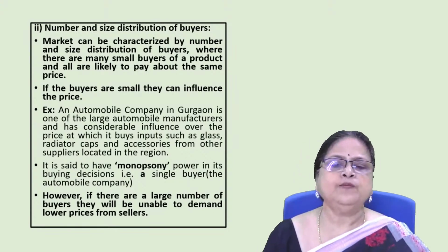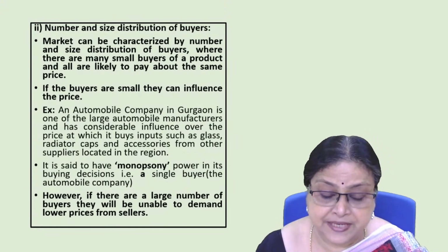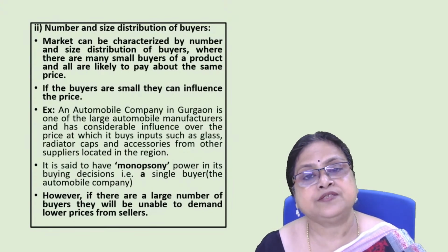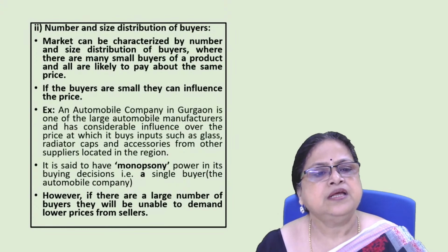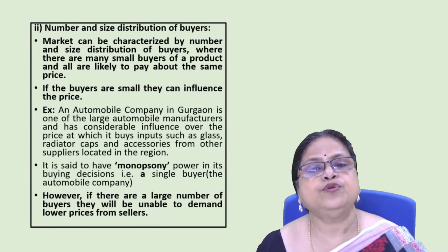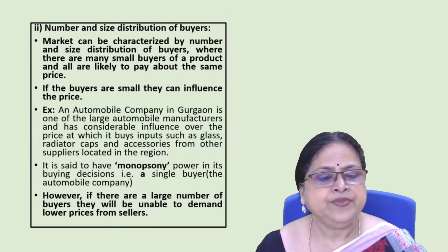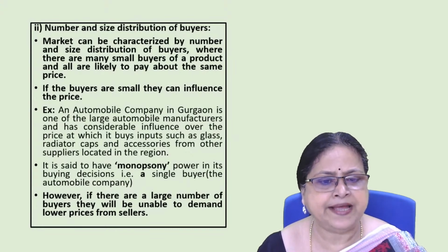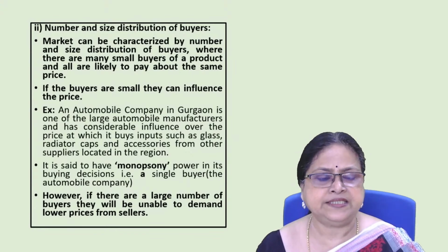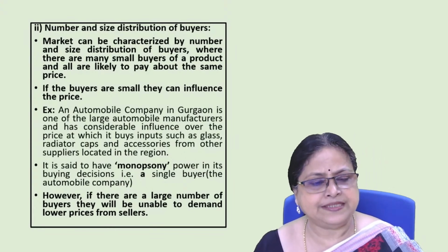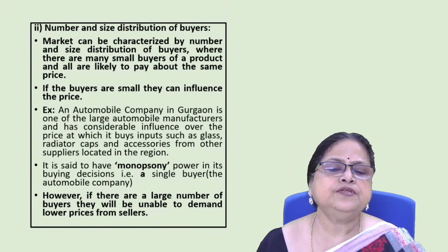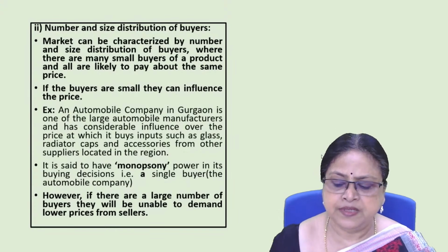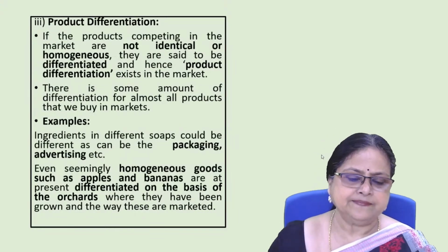That means here the automobile company is the only buyer of glass, radiator caps and accessories which are produced by other farms. So there is only one buyer and it can influence the price level because it is the only buyer. This type of situation is known as monopsony power, where monopsony means a single buyer. In our example, this is the automobile company. But suppose there are a large number of buyers in the market, then they will be unable to demand lower prices from sellers. They do not have any control over the market.